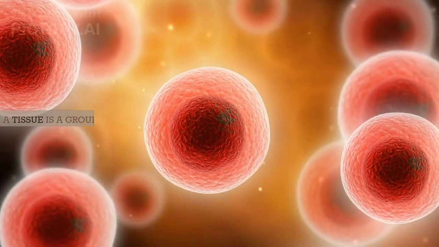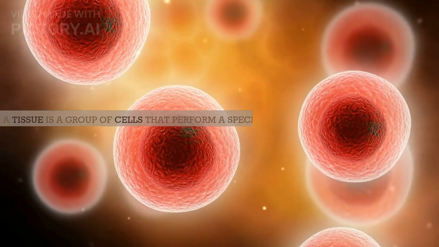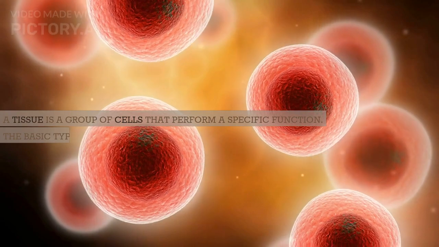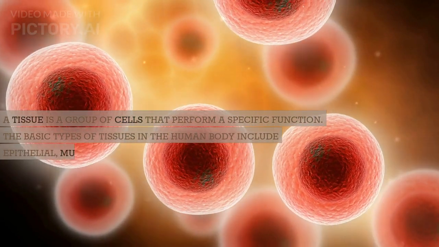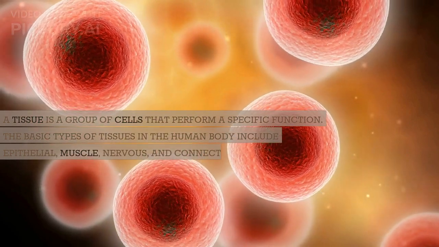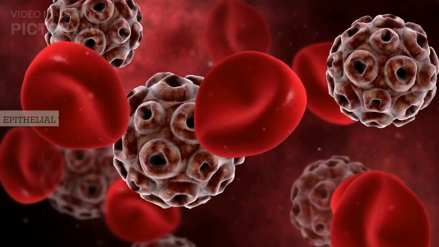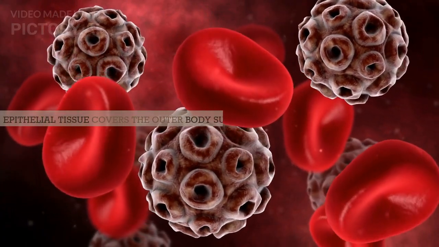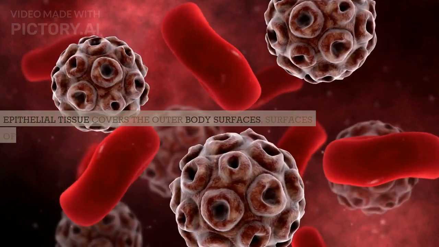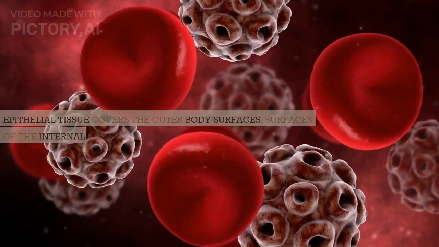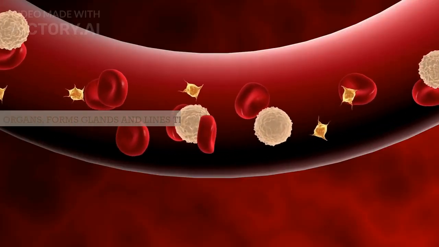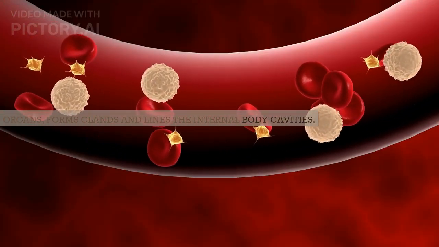A tissue is a group of cells that perform a specific function. The basic types of tissues in the human body include epithelial, muscle, nervous, and connective tissues. Epithelial tissue covers the outer body surfaces of the internal organs, forms glands and lines the internal body cavities.